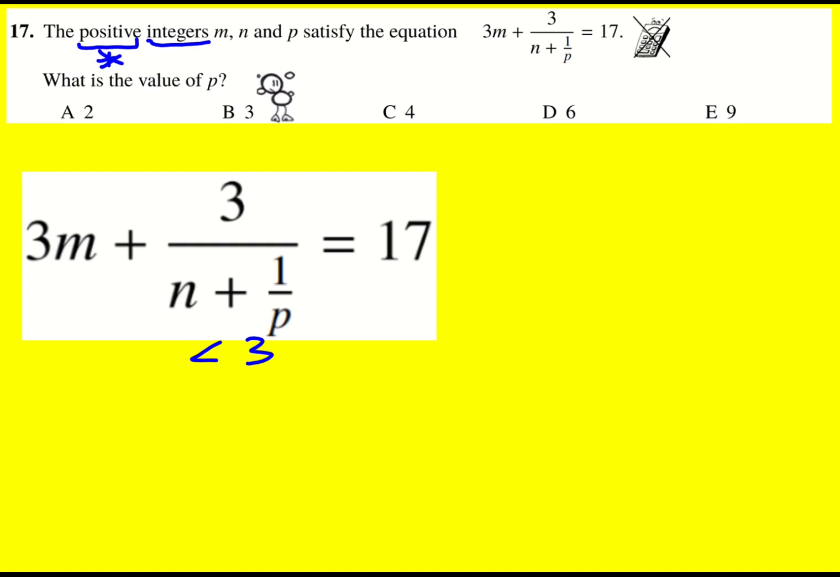So m couldn't, for example, be 1, because then there's no way I'd get 14 here. So in fact, I need to make m as big as possible. It can't be 6, because then I'll get 18, and this will be negative. It's got to be 5, because then I get 15, and I get something here that will be less than 3. In fact, it's got to equal 2. M equals 5.